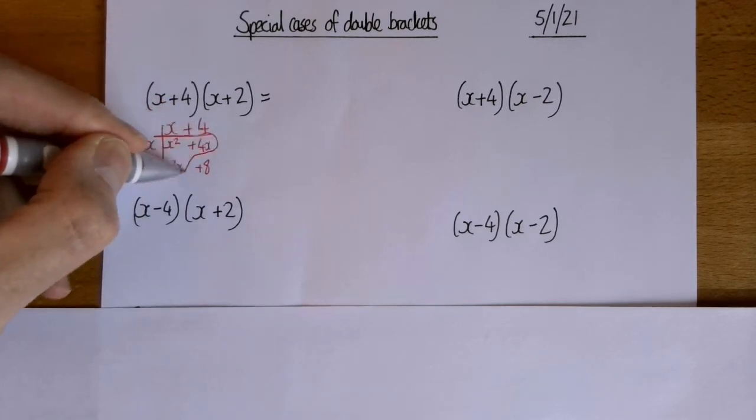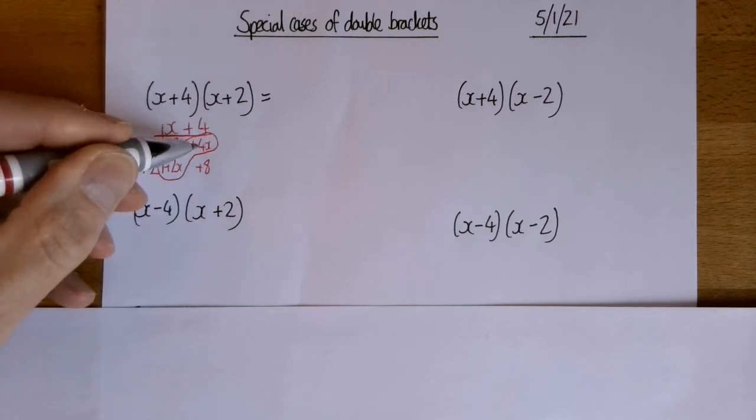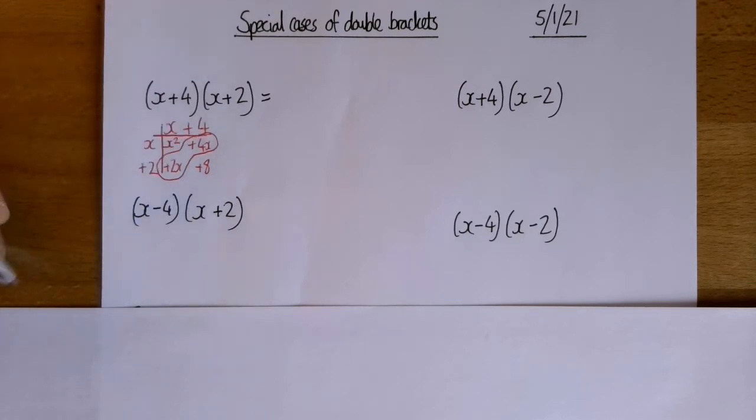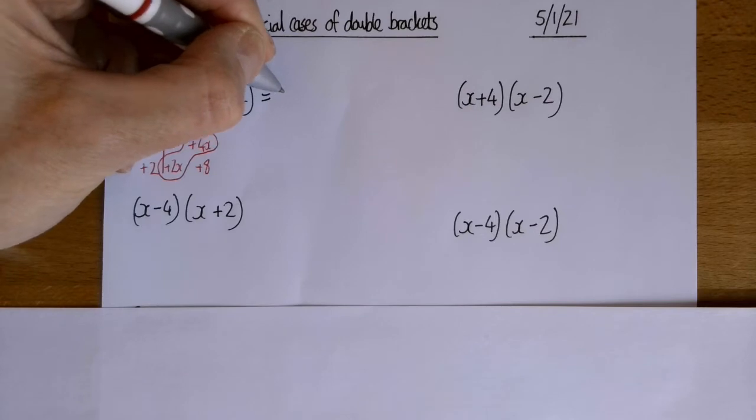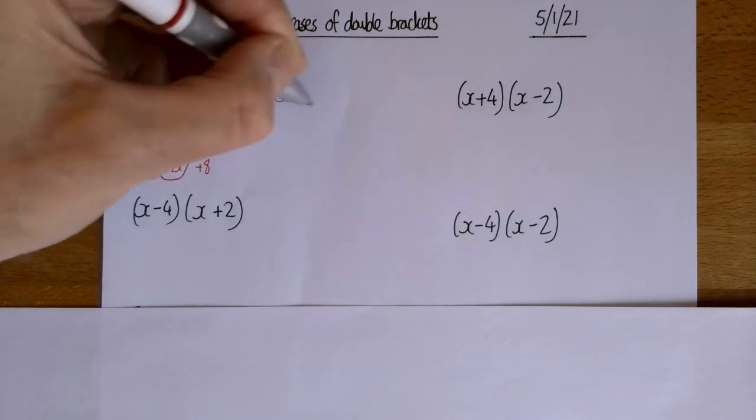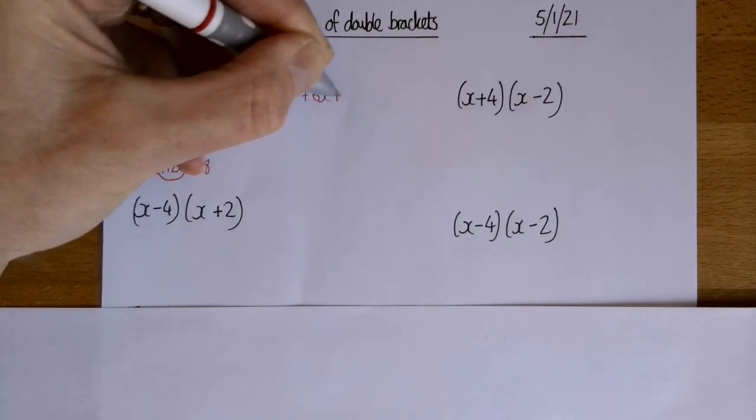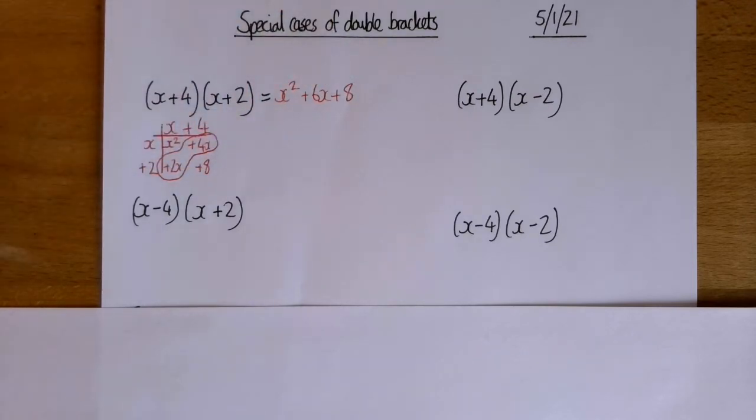I then peanut. And I've got 4 x's and 2 x's, which gives me 6 x's. So my answer is x squared plus 6x plus 8. So I'm going to pause the video at this point, and I'd like you to have a go at the remaining 3.